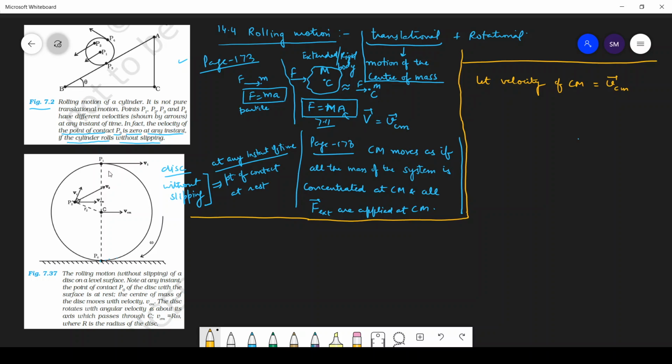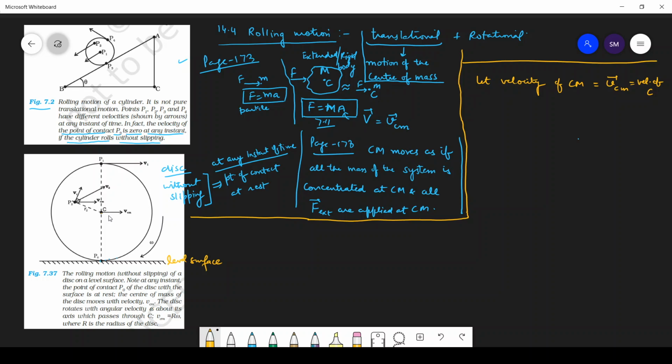So where will we have the center of mass? Of course this is a symmetric body, and the center of mass will lie at the geometric center of the disk. So VCM is the velocity of C, meaning the geometric center of the disk. And you can see that this VCM is parallel to the level surface. This is your level surface, and this velocity is parallel to it.